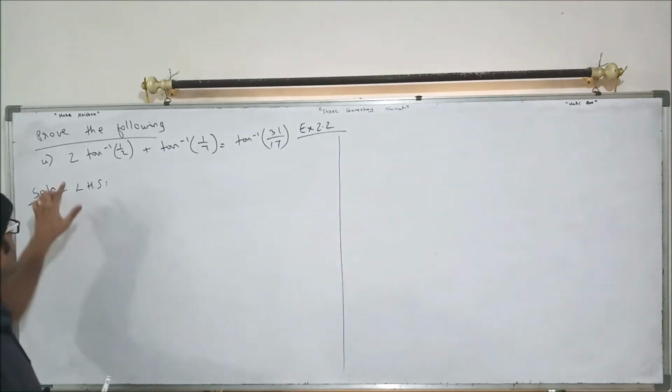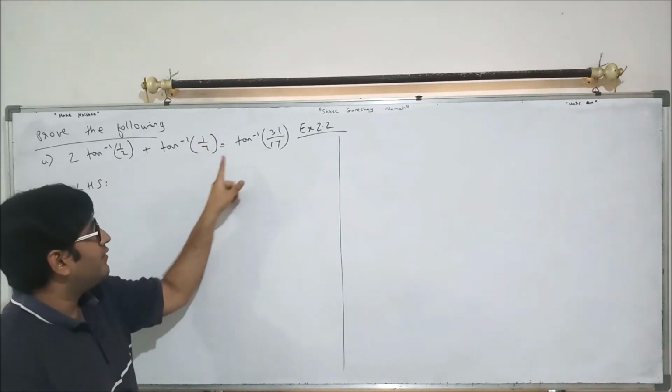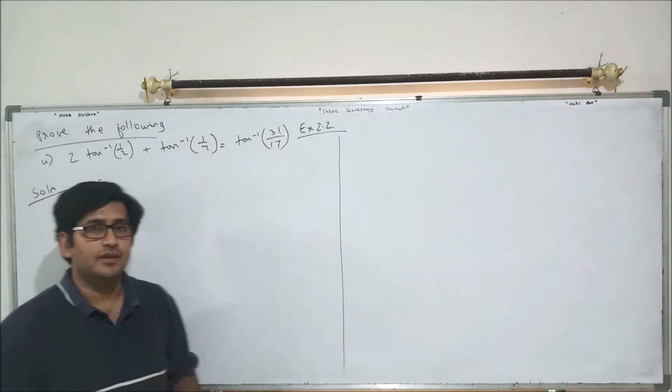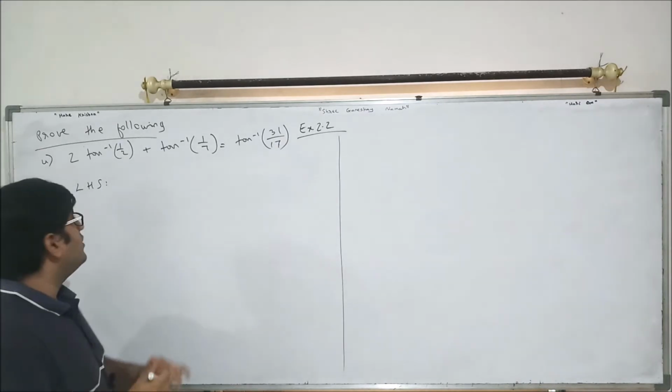Okay, in the fourth question he wants us to prove that 2 tan inverse of half plus tan inverse of 1 upon 7 is tan inverse of 31 upon 70. Now students, there are two ways to solve this. One is by property and one is by normal method.